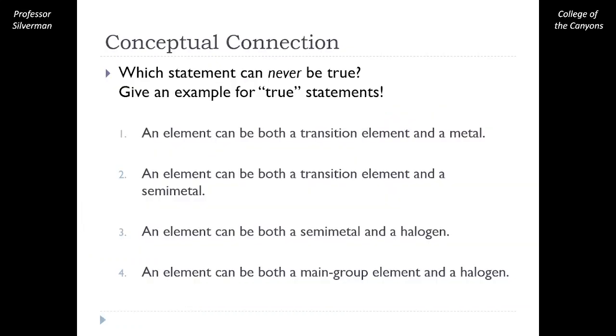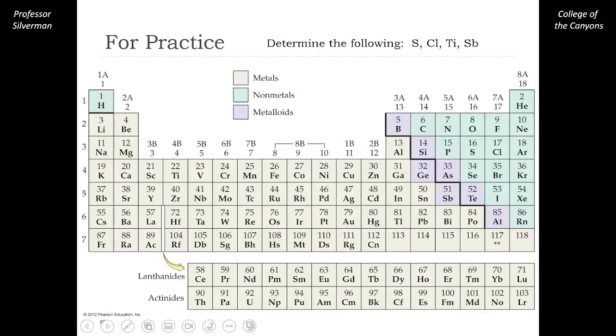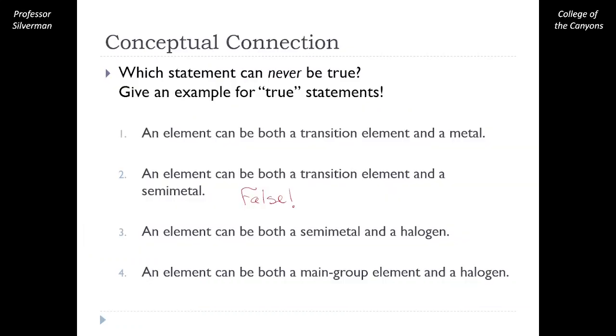Question 2, can an element be a transition element and a semi-metal? Again, our transition elements are those in the middle of the periodic table, and our semi-metals are those that are touching this bold line. It does not seem like there's any overlap at all here. This has to be false. There's no example. We have 2 more examples here. See if you can do those for practice. Write down your answers.